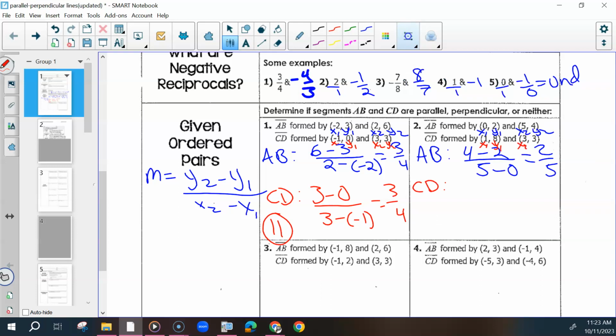x1, y1, x2, y2. We have 3 minus 8 over 3 minus 1. Negative 5 over 5. And now looking at these slopes, would these be parallel, perpendicular, or neither? Perpendicular, because they're flipped, but also one is negative, one is positive.